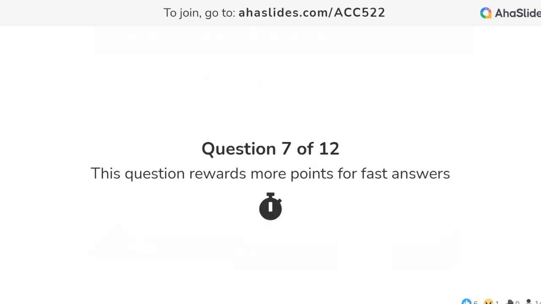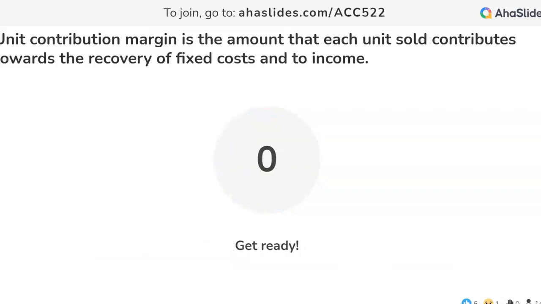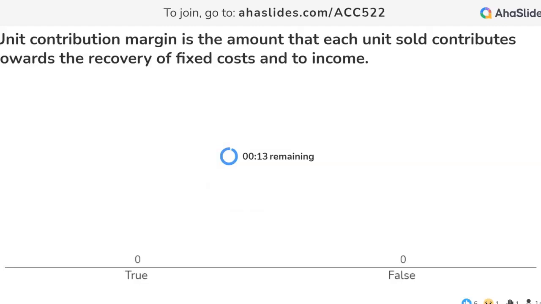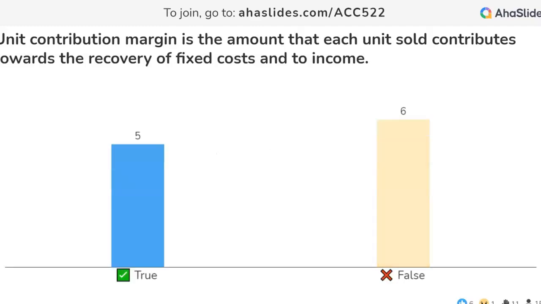Question number 7. Unit contribution margin is the amount that each unit sold contributes towards recovery of fixed costs and to income. True or false? Yeah. That is true.